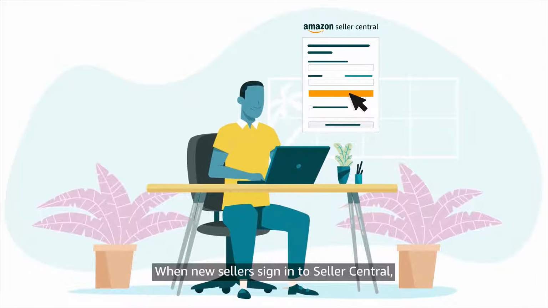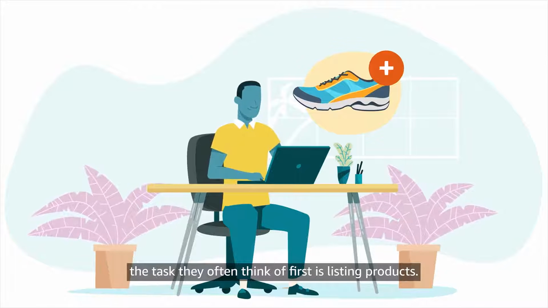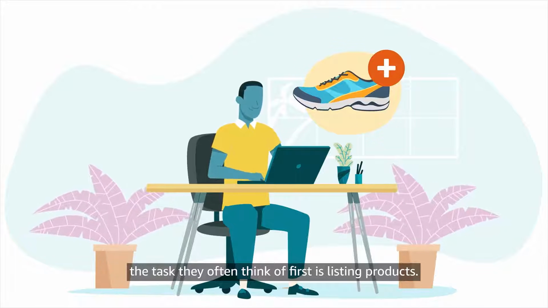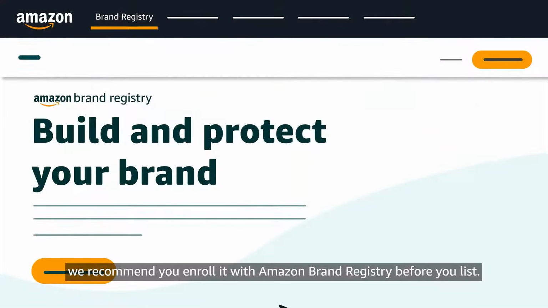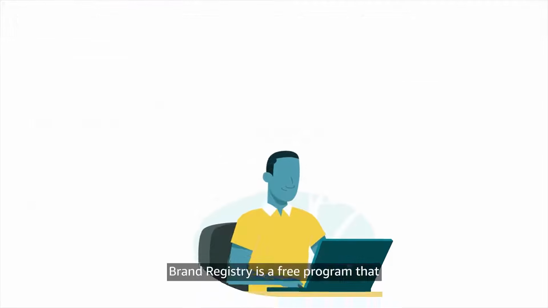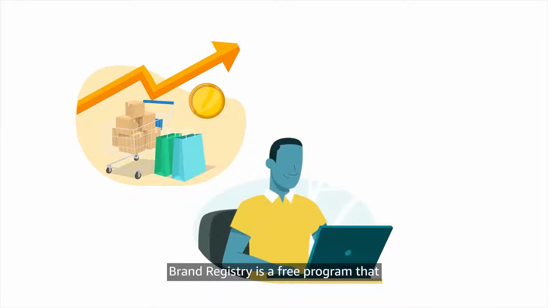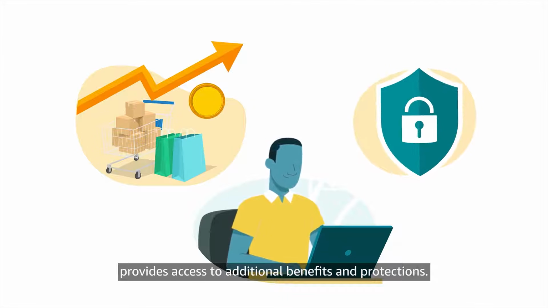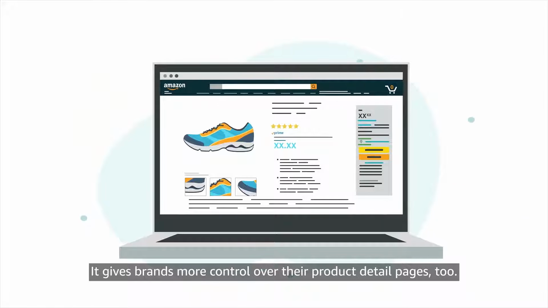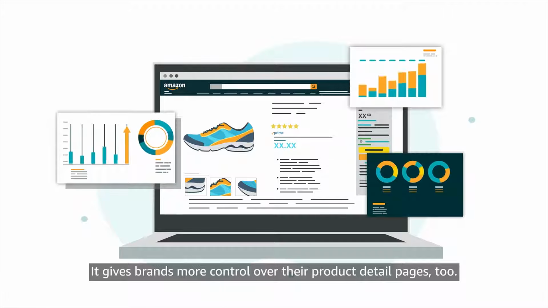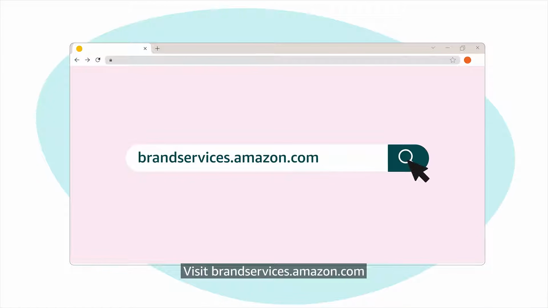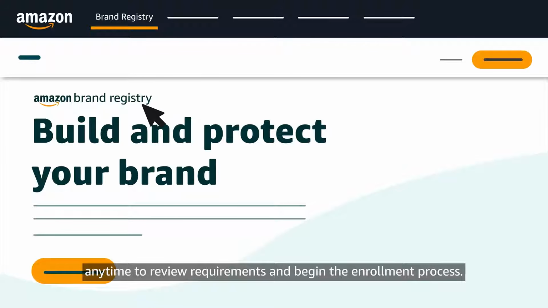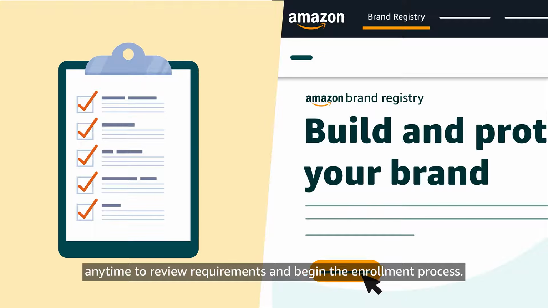When new sellers sign into Seller Central, the task they often think of first is listing products. But if you're the owner of an eligible brand, we recommend you enroll it with Amazon Brand Registry before you list. Brand Registry is a free program that provides access to additional benefits and protections. It gives brands more control over their product detail pages too. Visit brandservices.amazon.com anytime to review requirements and begin the enrollment process.